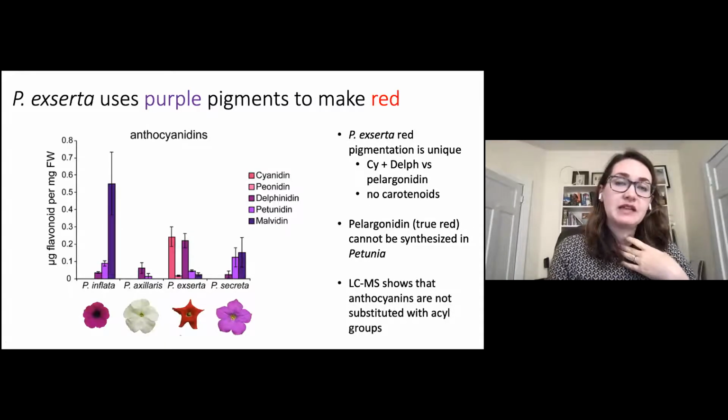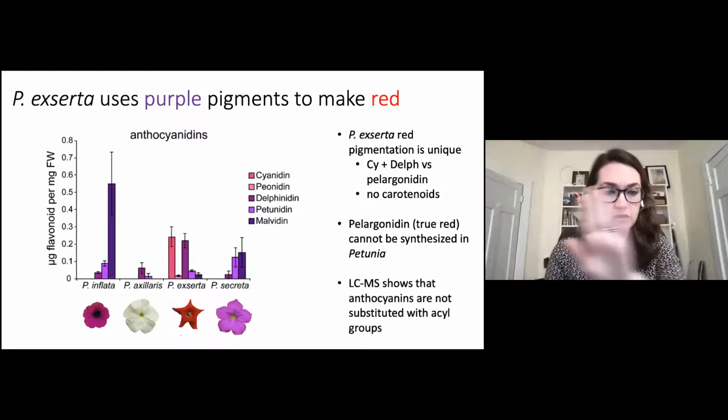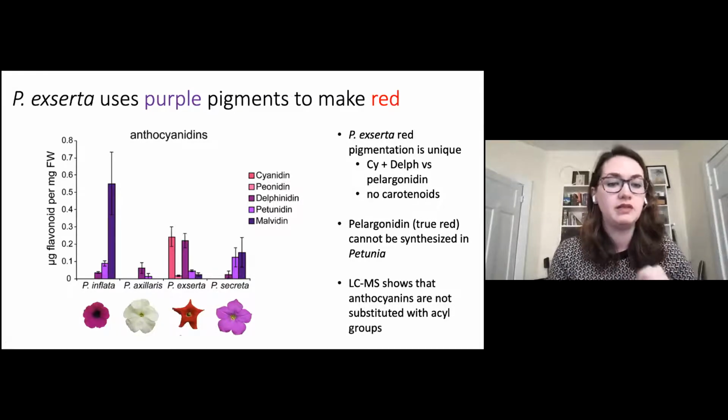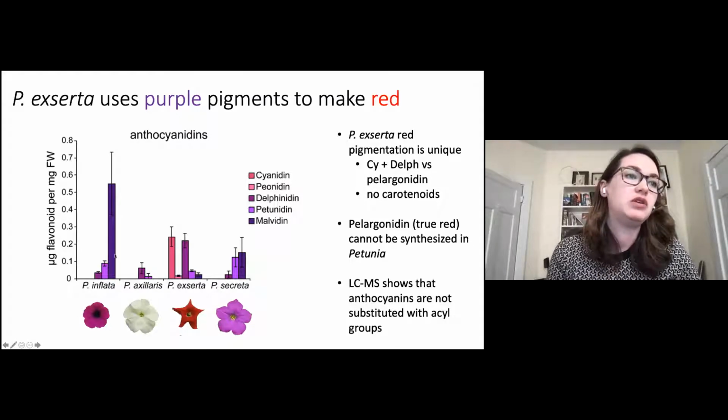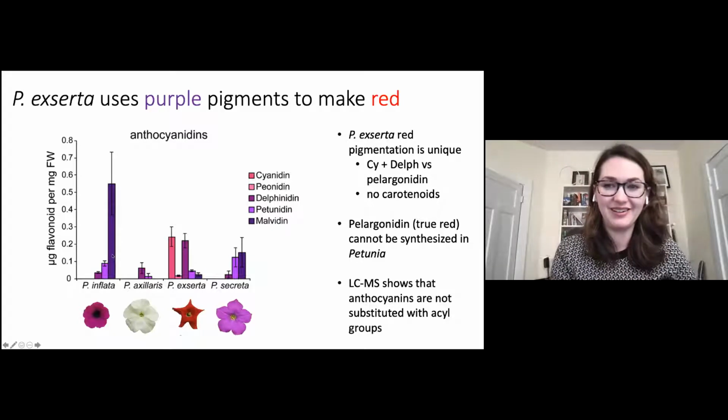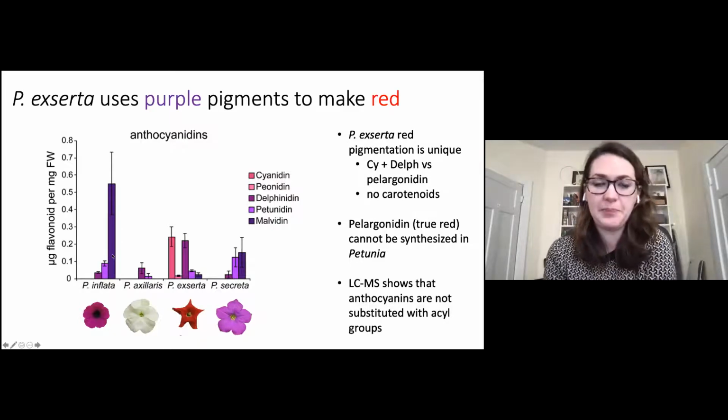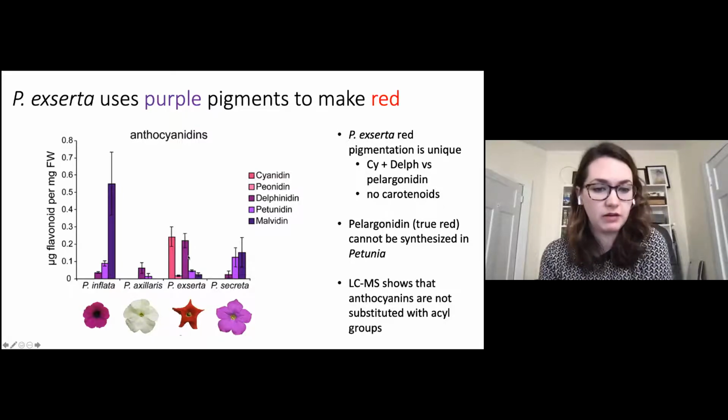So since chemistry is one of my favorite things to do, we just did a full panel on what the anthocyanins are in our long tube clade species, and then we still retain Petunia and Fla to show the other group of pigments. So focusing in on exserta here, we see that it is different in its composition of anthocyanins. It is unique because we see both cyanidin and delphinidin as the main anthocyanin pigments. We do not see pelargonidin, which is the most common red pigment species.